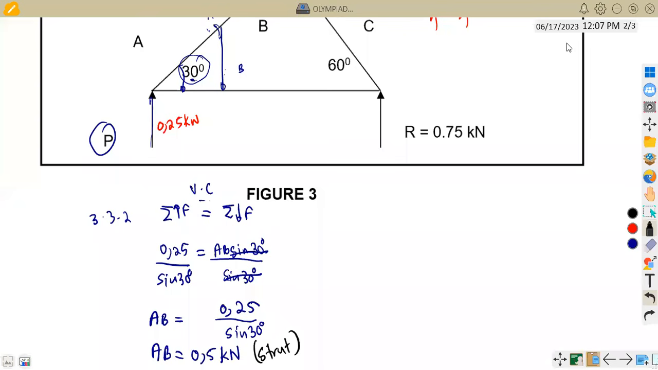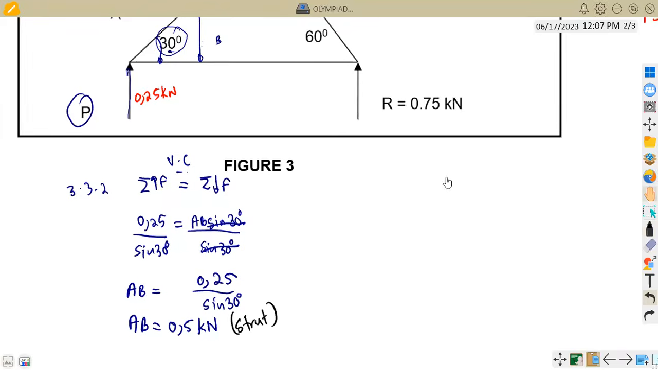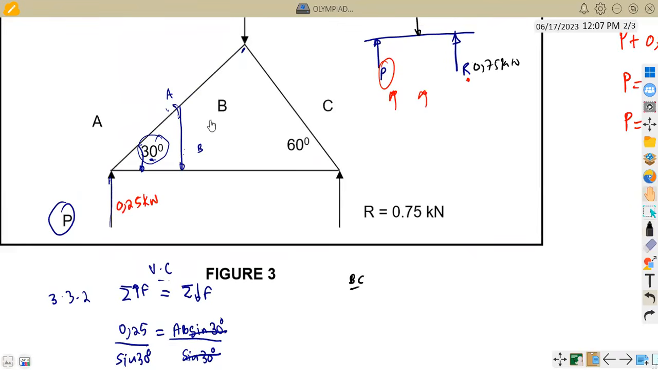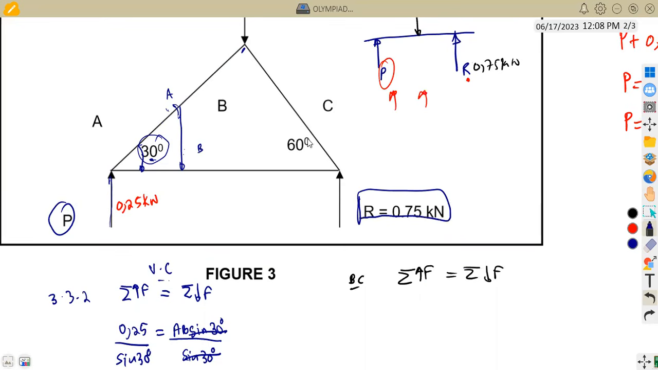With the same idea, we can also use it for BC, because remember, we also need to find the one for BC. B and C are in the same concept as A and B. So we're simply going to apply the same idea of having our upward forces equal to the sum of the downward forces. The one that is going up this time is R, on this side.